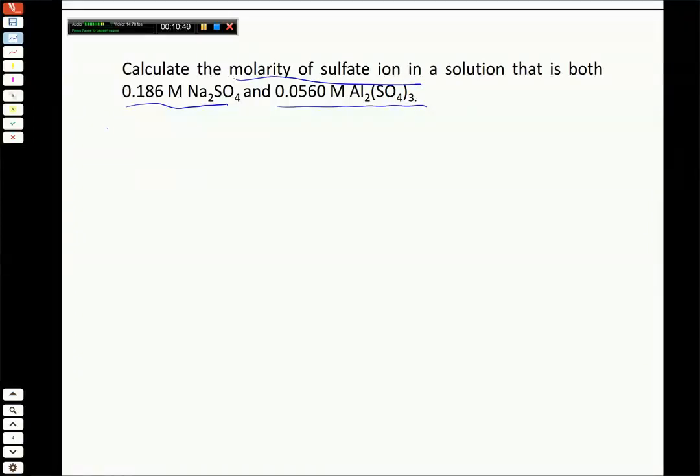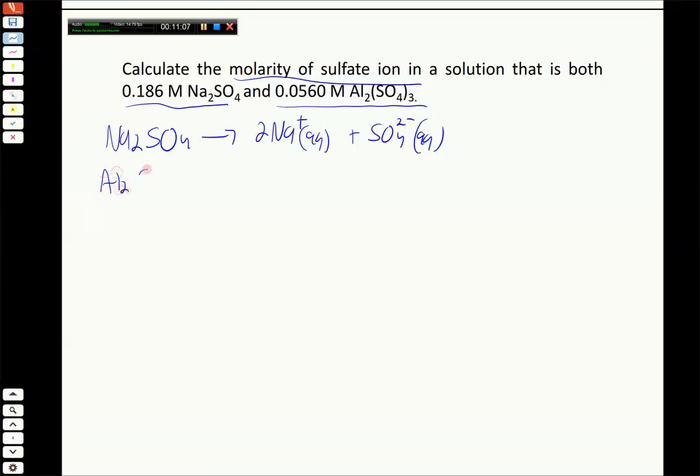So for sodium sulfate, when this dissociates in water, I think we already had this one earlier, we had sodium carbonate, which is the same story. We get 2 moles of sodium plus and 1 mole of SO4 2 minus. So 1 mole of this compound dissociates into 1 mole of SO4 2 minus. And then for aluminum sulfate, I think this one we also saw earlier, dissociates into 2 moles of Al3 plus and 3 moles of sulfate.